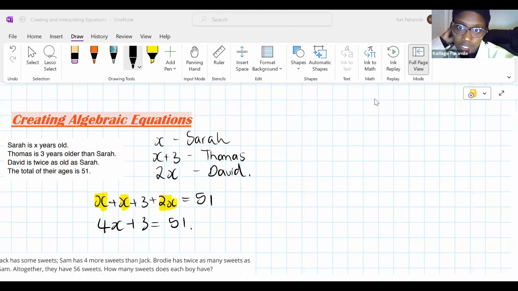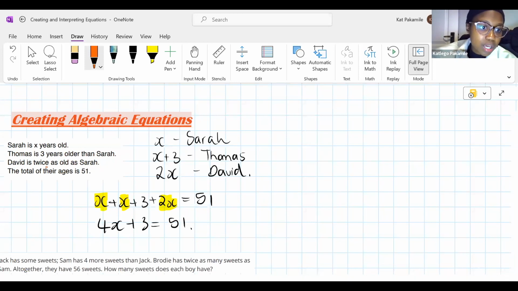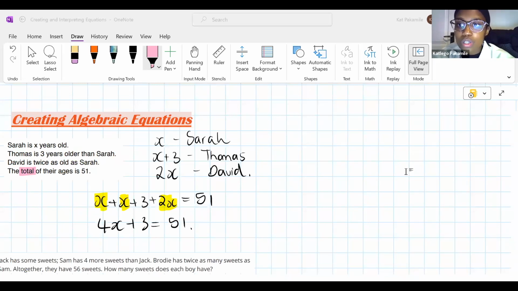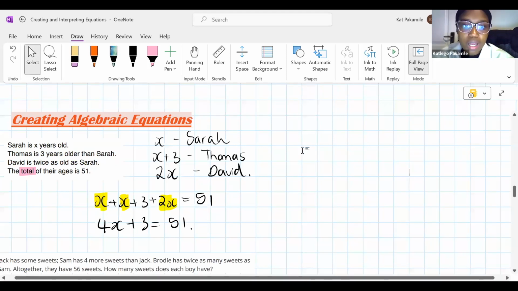Yes, ma'am. On x plus 3 plus 2x, I was lost there. Okay, so after we establish the ages, you see the last line says the total. What does total mean? Equal to. Okay, but what are we doing before that equals to? If I say the total number of bananas I have, what would I have done? I would have added them, right? Yes, ma'am. So do you see why we're adding?